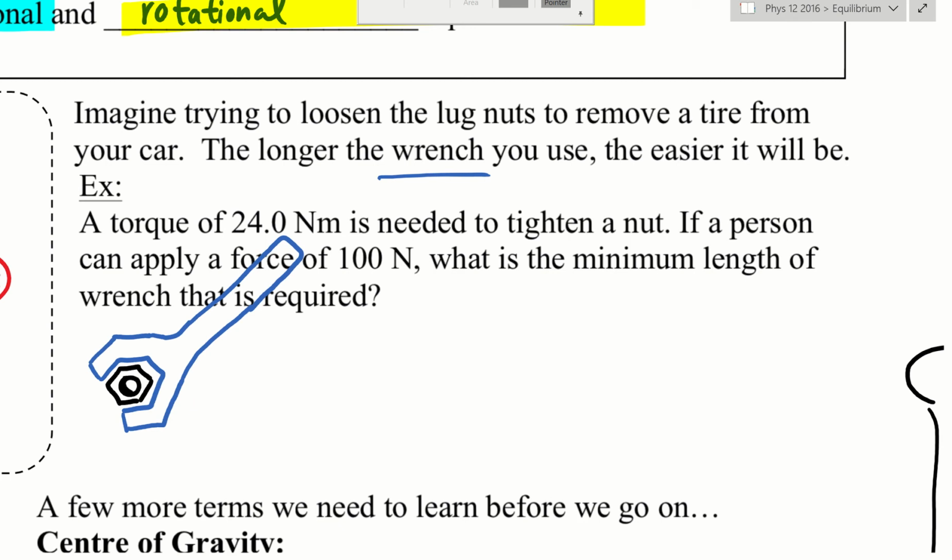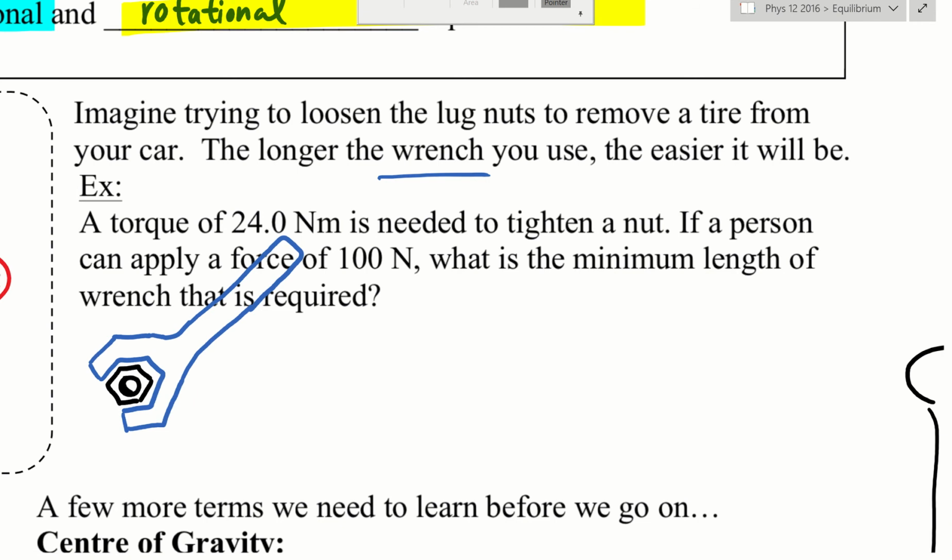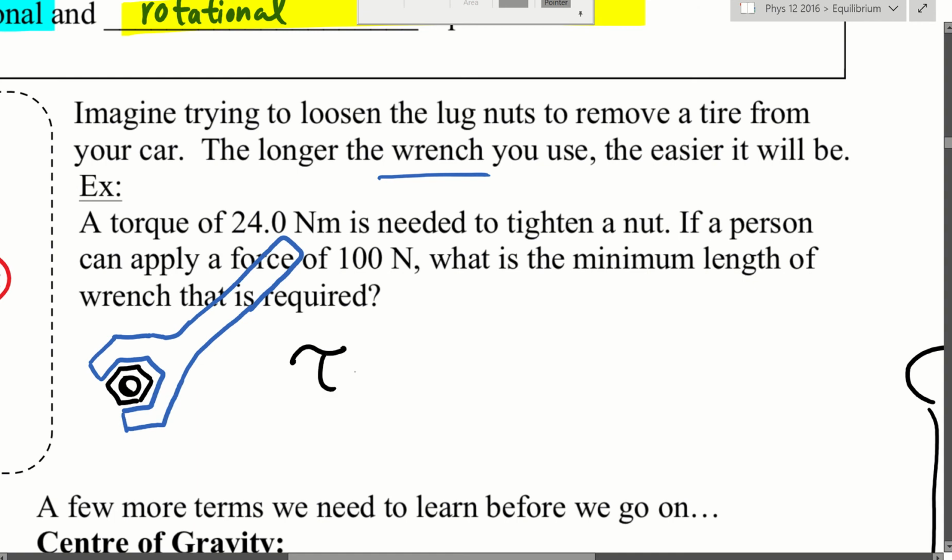So now, let's say a torque of 24 Newton meter is needed to loosen or to tighten a nut. If a person can apply a force of 100 Newton, what is the minimum length of the wrench that is required? Okay, so here's the thing. When you're using this tool, you want to hold it as far to the edge, as far away from the nut as possible. Now, here's the reason why. Look at the torque equation. The torque equation has two components, right? Force and distance.